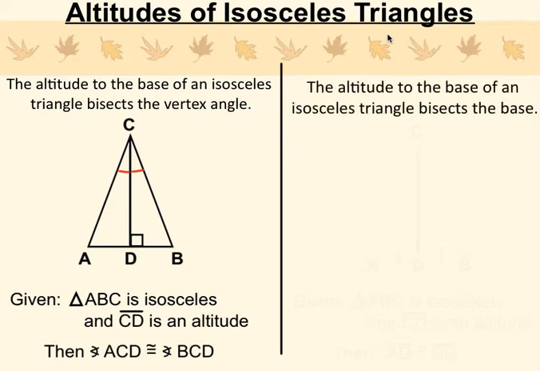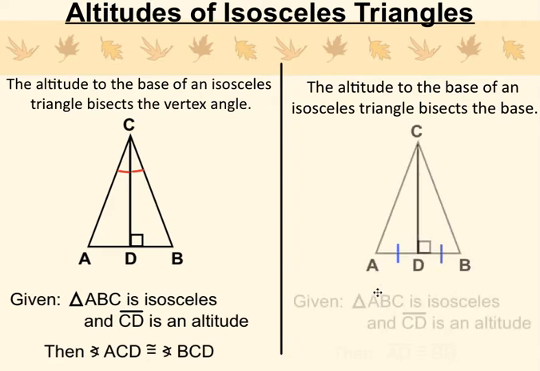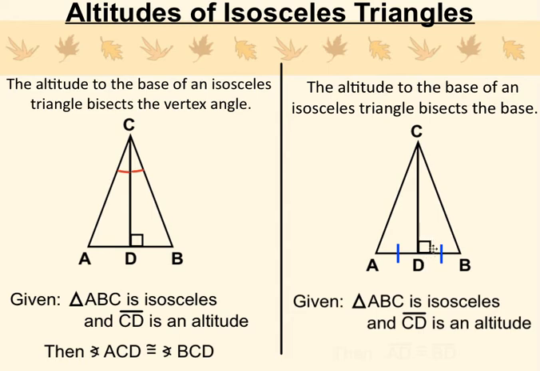The altitude to the base of an isosceles triangle bisects the base. So let's take a look at the same triangle and the same altitude. We're going to have the same givens here. Altitude CD, again, altitudes are perpendicular, will automatically bisect this base. So this base, AB, was cut in half. So that means that AD is congruent to BD.